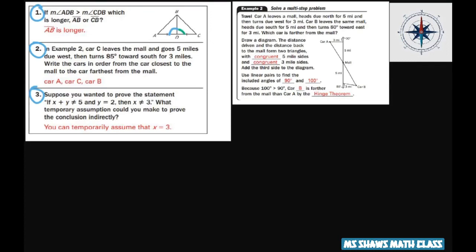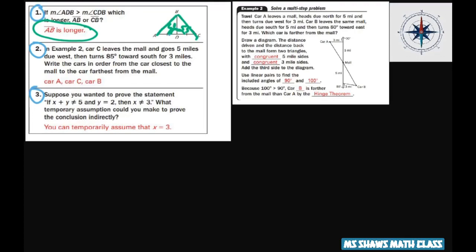So let's just put this as, what do we want to call this? If this is bigger, so say this is 60 and this is 55. So that means that AB is longer than BC. So AB is longer because the angle is longer. That's by your Hinge theorem.